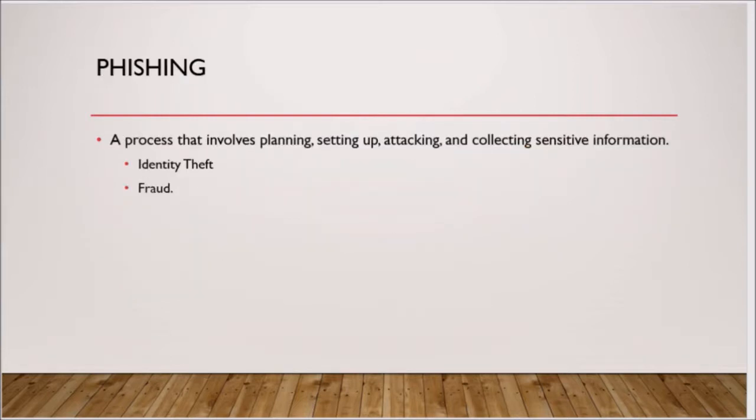So phishing, it's a process that involves planning, setting up, attacking, and collecting sensitive information with the bottom goal of identity theft and fraud. It's often associated with emails that mimic the structure, design, and behavior of another website, usually a bank, credit card company, or any business that requires personal information to fulfill its end task. However, the emailing is just the beginning of the phishing process. In short, phishing is a process that involves planning, setting up, attacking, collecting.